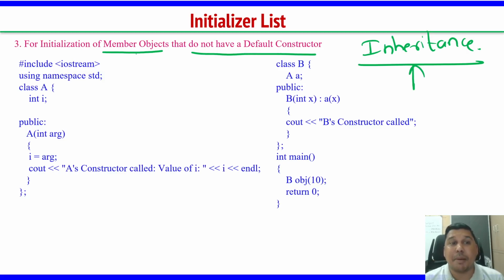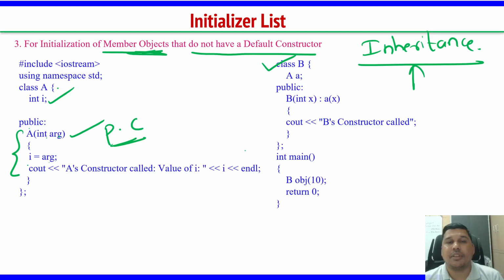For initializing the member objects that do not have a default constructor, right? See an example. I have a class A and a private variable i. Then I have a function A. This is a parameterized constructor, A of int arg, i equal to arg, right? So this is a parameterized constructor. Normally fine. Then I have another class B. That class B has an object of class A.